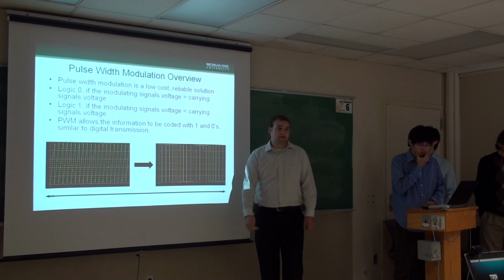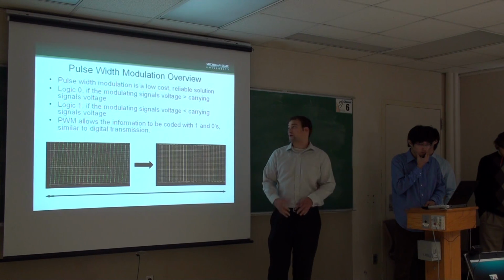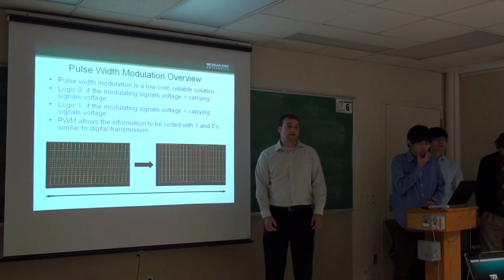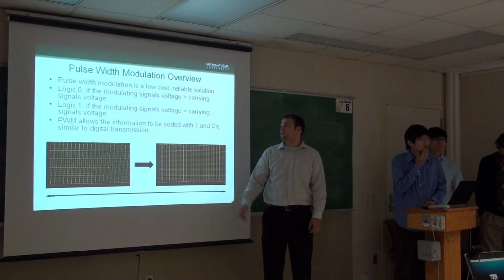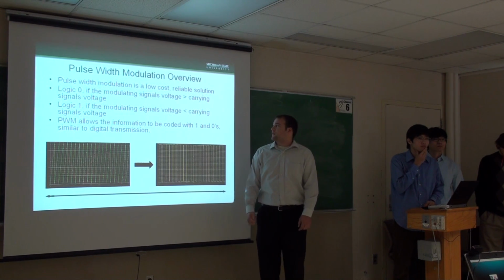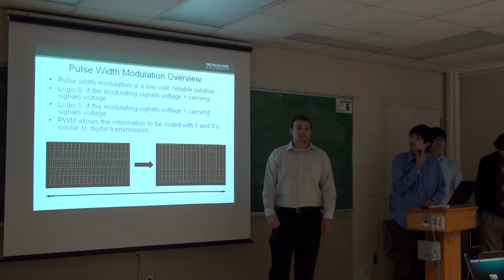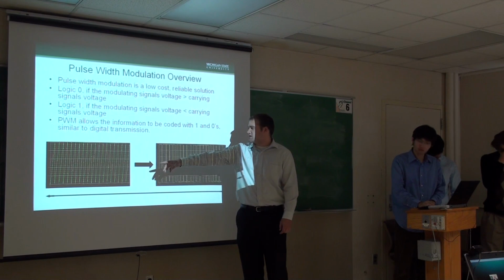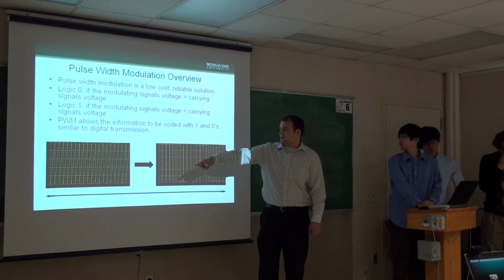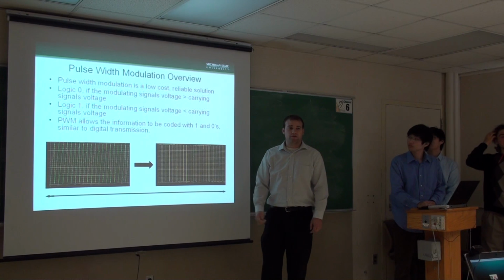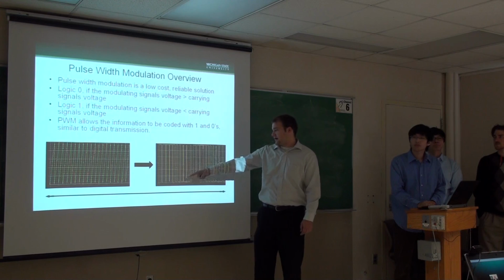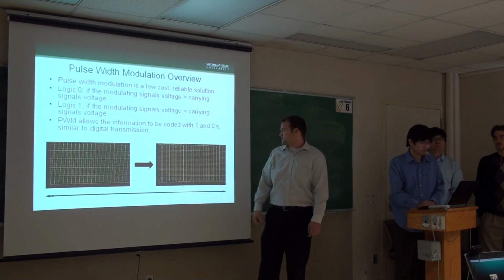The modulating and carrier signals are compared, and when the modulating signal's voltage is greater than the carrier signal's voltage, then you get a logical 0. And when the modulating signal's voltage is less than the carrier signal's voltage, you get a logical 1. So this is a PSpice simulation. You can see the modulating signal and the carrier signal, which is a sawtooth waveform. And you get a pulse signal out with varying pulse widths.